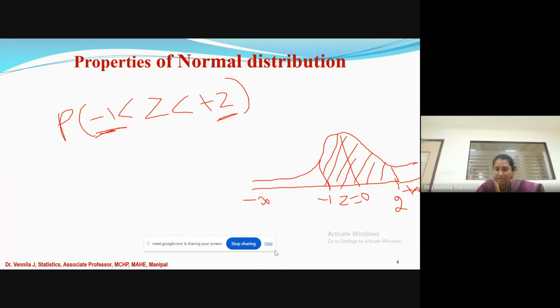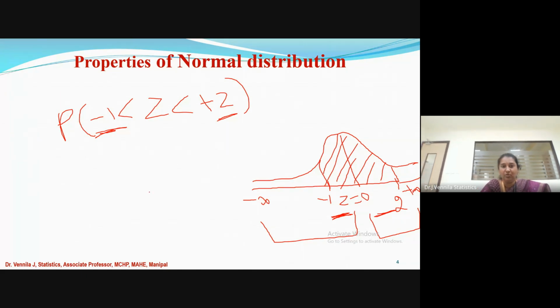Now carefully listen: minus infinity to 0 is there, and from that we want to identify only minus 1 to 0. Again, the second part, 0 to plus infinity is there, but we want to identify only 0 to 2. So mathematically, how can we write it? The probability starting with minus 1 and ending with 0, and again starting with 0 and ending with plus 2. This is the concept we have to write mathematically.